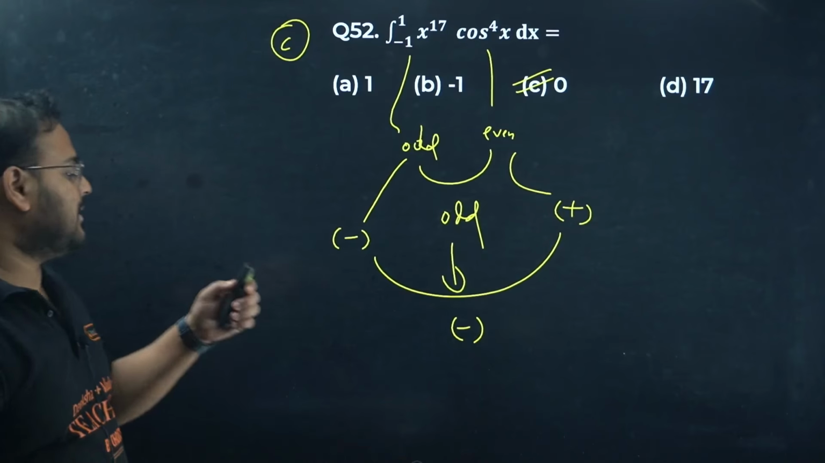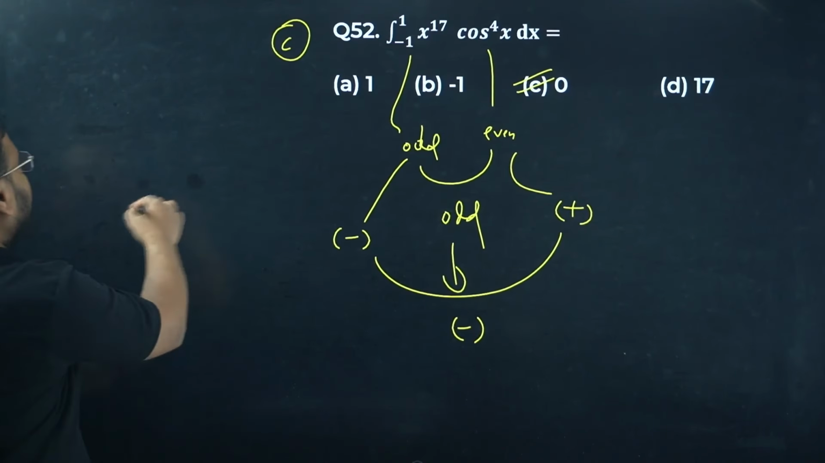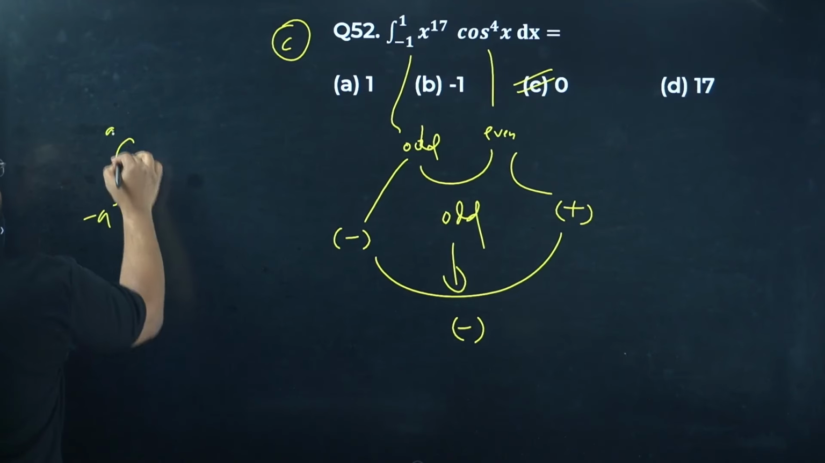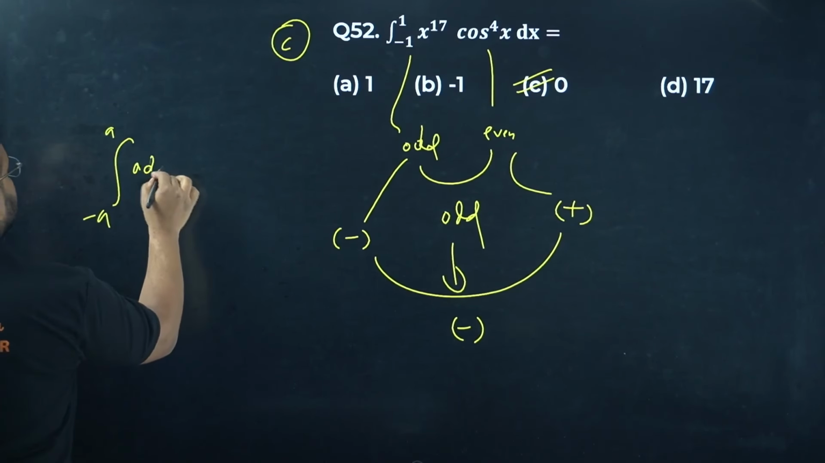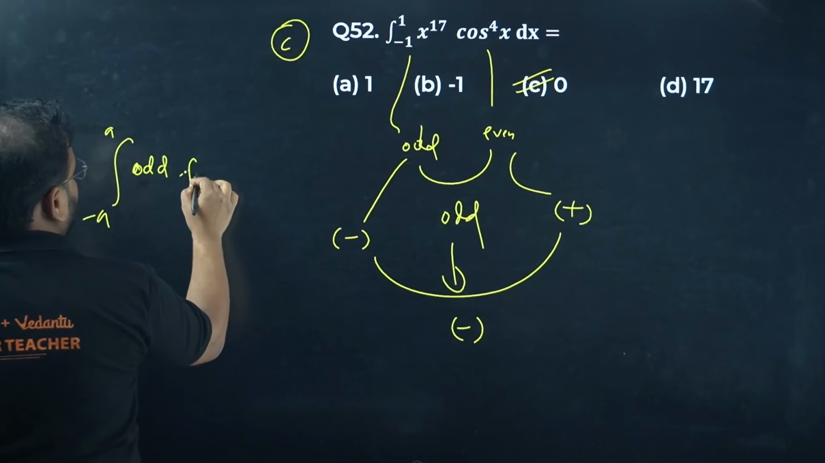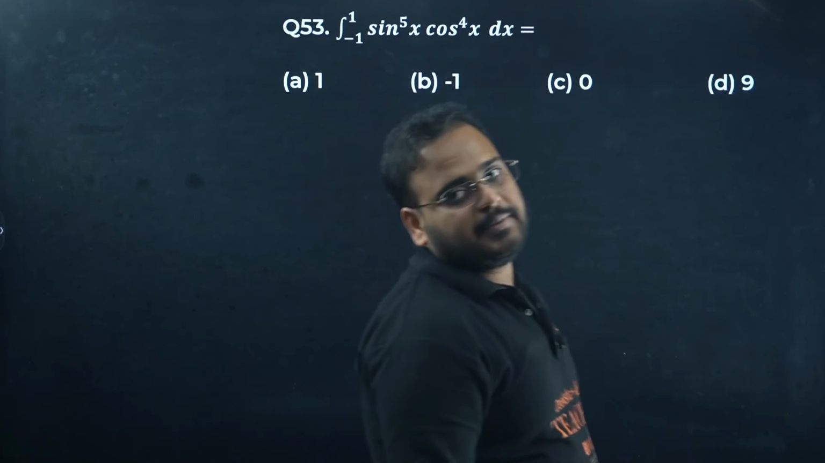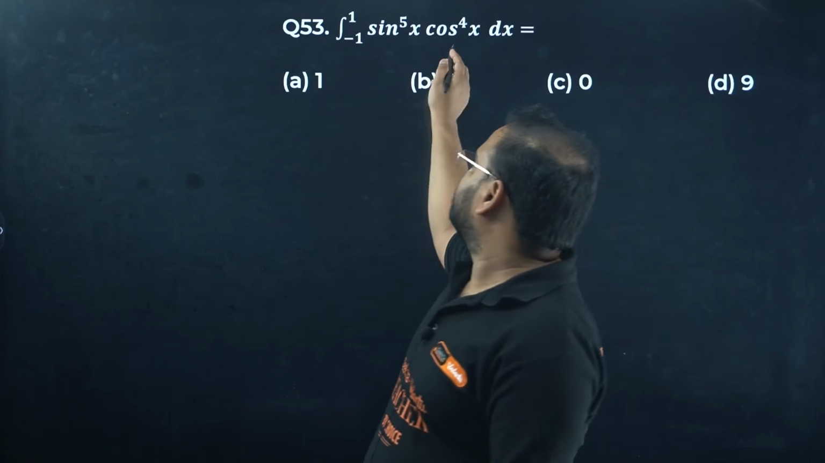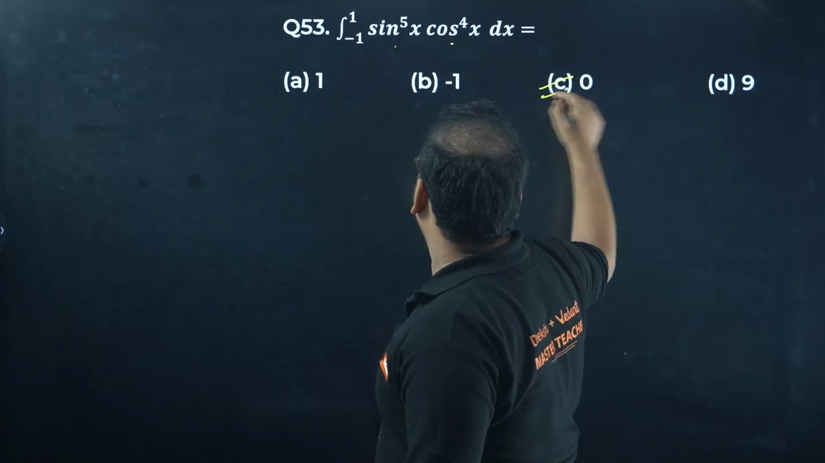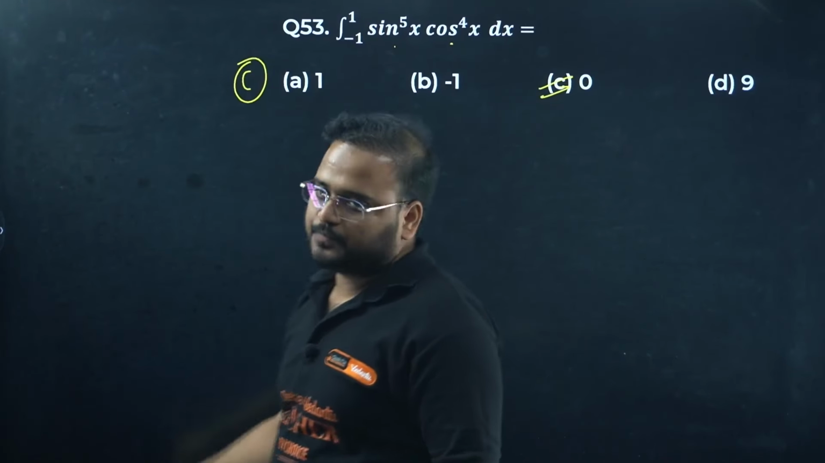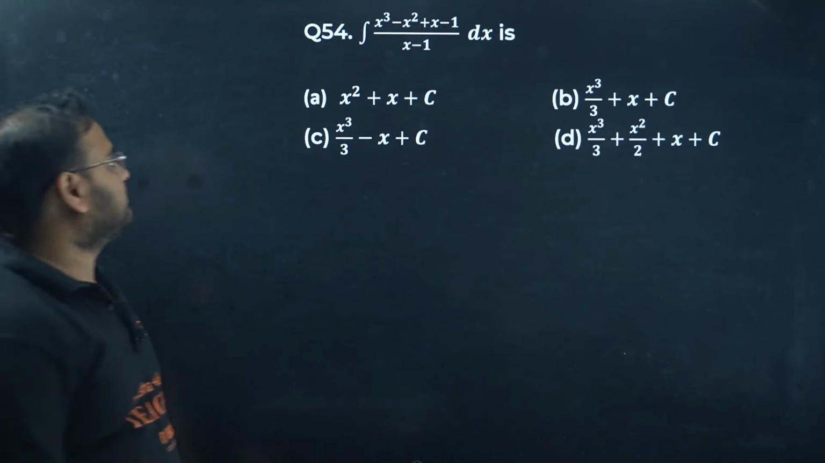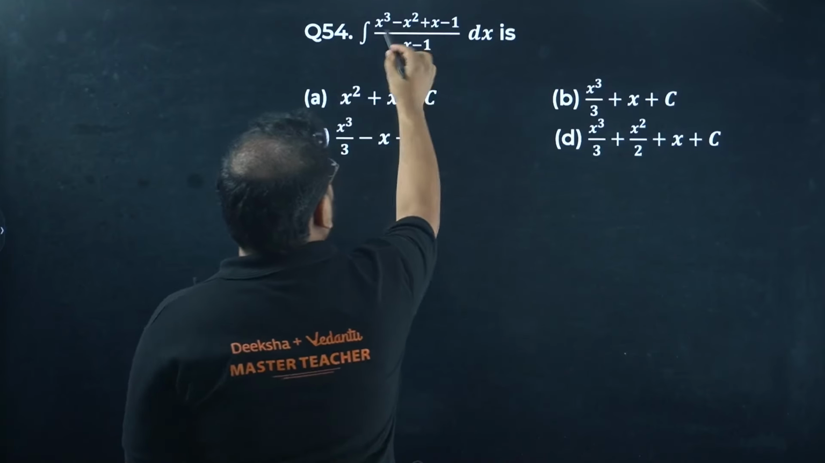52, answer is C. Minus a to a odd functions is always 0. Got it? 53. Again, even, odd, 0.